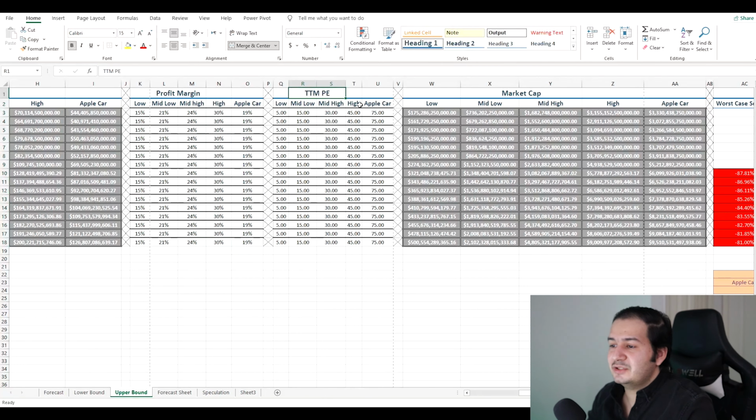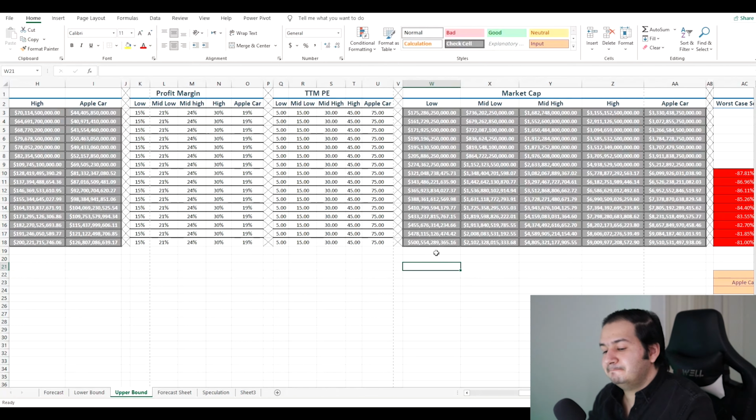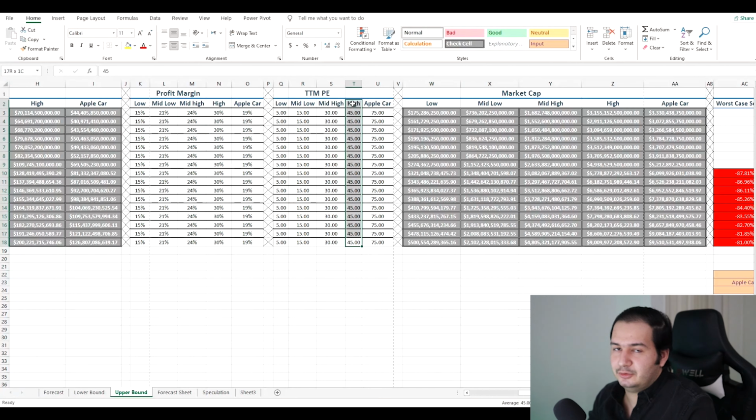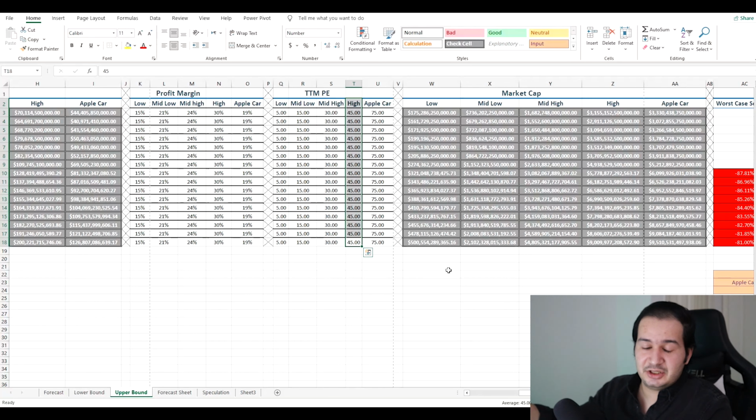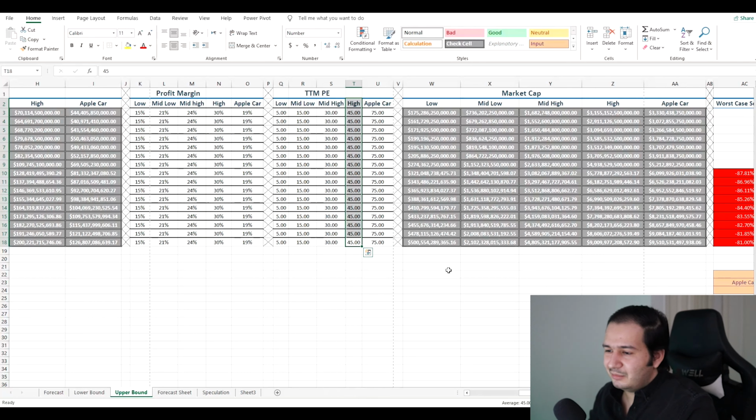For the P/E ratio of 45, well, the P/E ratio is not going to 45 anytime soon, unless investors expect this company to do something innovative, like the Apple Car or something new that is going to increase the revenue growth for the upcoming years. That's going to increase the P/E ratio, in my opinion. It's unlikely, but it is possible.